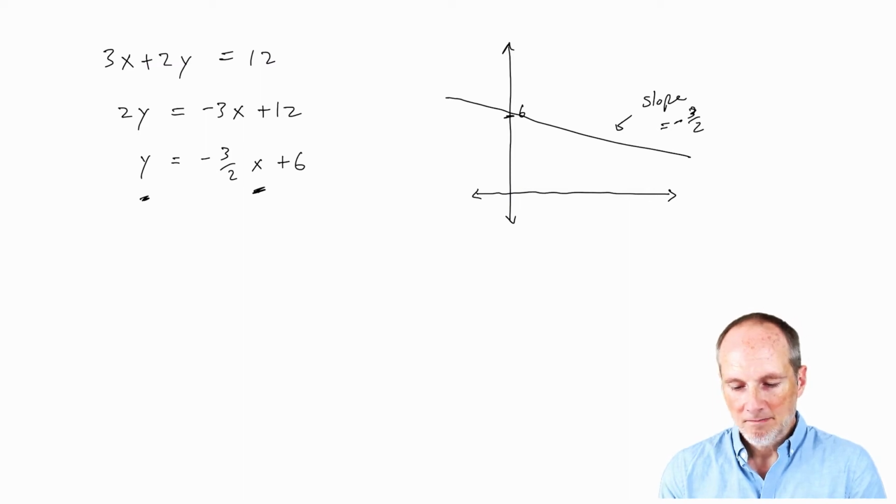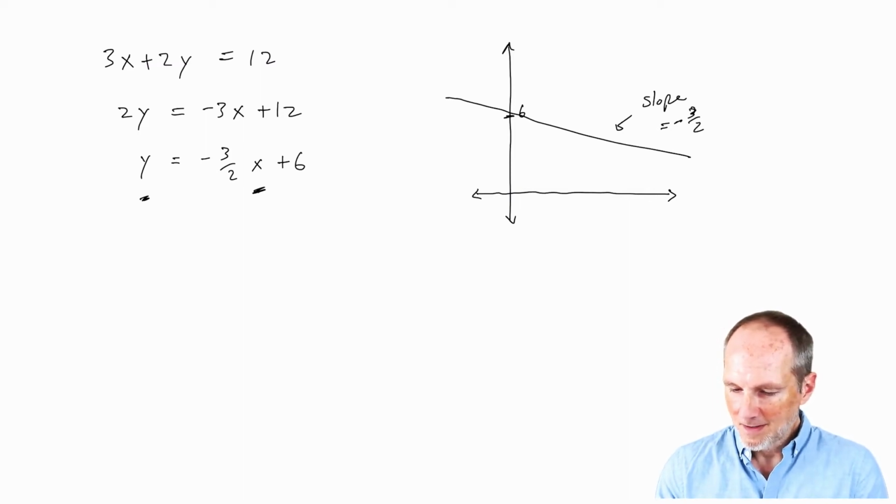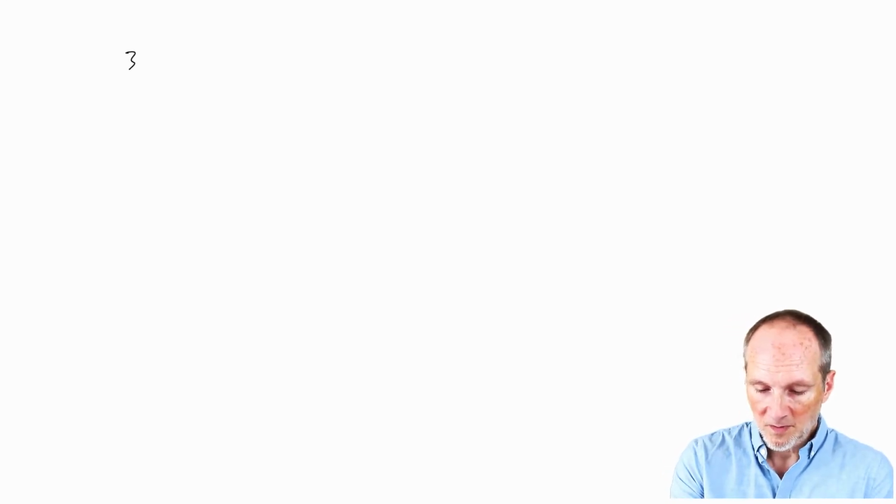All right, that's not too amazing, but it's just the first step. Now let's think about two equations and two unknowns. So we'll keep our equation from before.